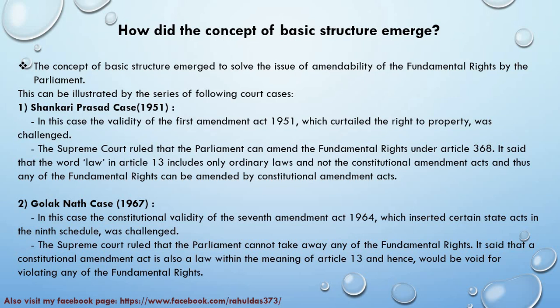Now the second court case we will discuss here is the Golaknath case of 1967. In this case, the constitutional validity of the 7th Amendment Act 1964, which inserted certain state acts in the 9th schedule, was challenged. Some acts made by the states were inserted in the ninth schedule in order to protect them from the purview of judicial review, and this was challenged in the Golaknath case.